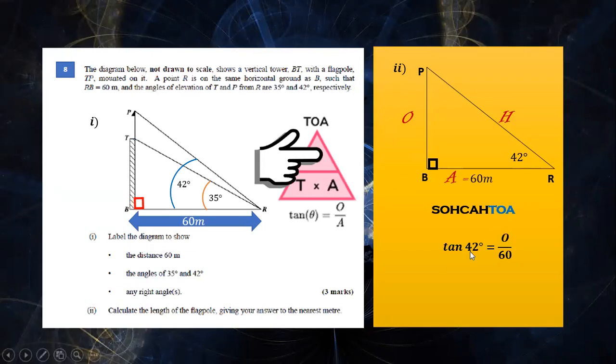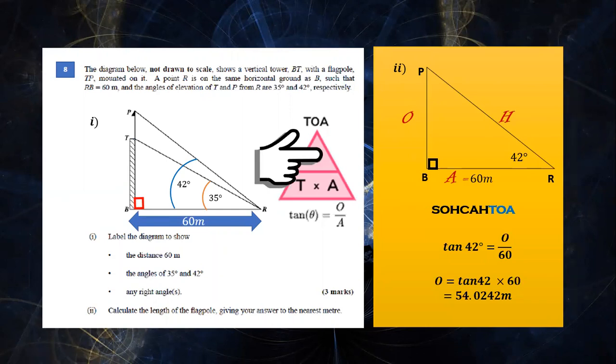So we already know that tan 42 is going to be equal to opposite over adjacent, which is 60. So to find the opposite side, which is PB, it's going to be equal to tan 42 multiplied by 60, which is 54.0242 meters. Any questions? That's the height of PB, which is the height from the tip of the flagpole to the ground. Any questions there?